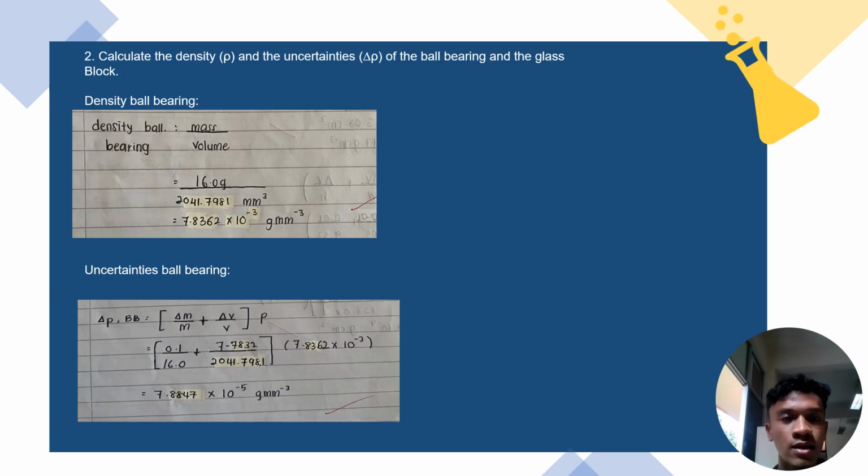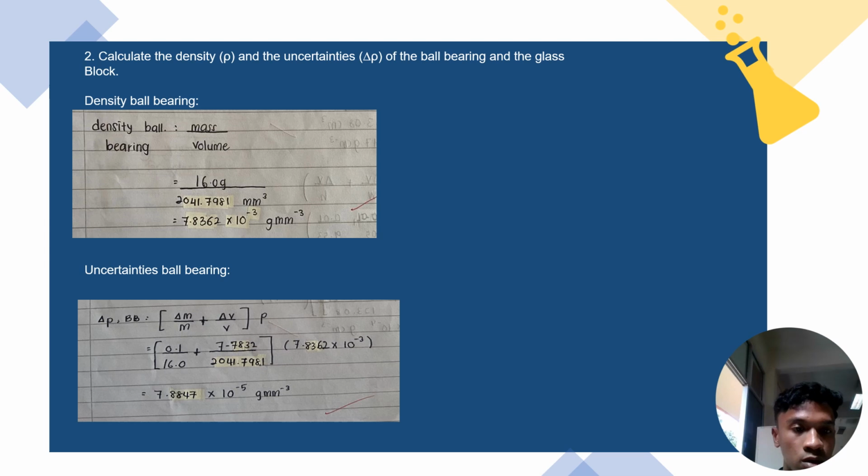Question 2 is to calculate the density and the uncertainties of the ball bearing and the glass block. So the formula for density is mass over volume. So we're going to use 16 gram divided by 2041.7981 millimeter power of 3. The answer is 7.8362 times 10 power of negative 3 gram millimeter power of negative 3.